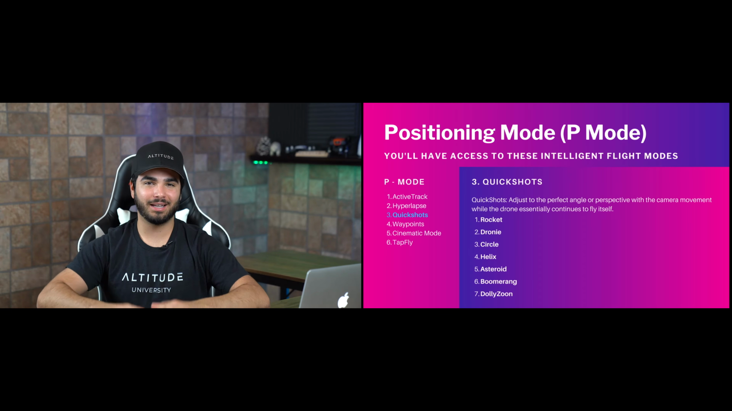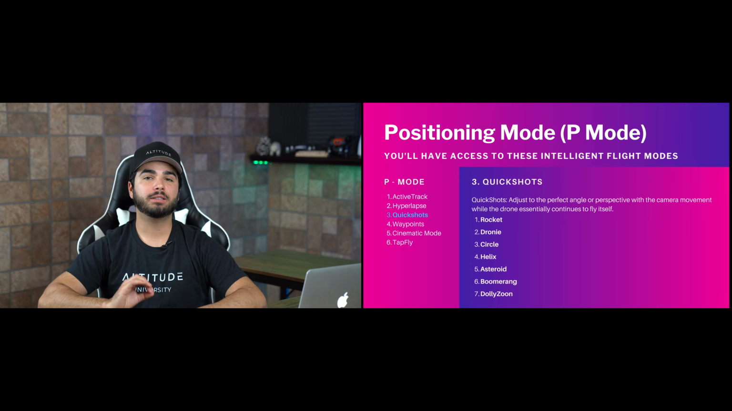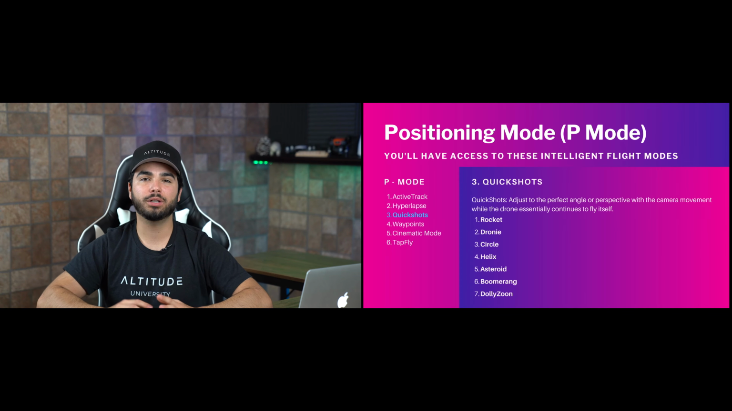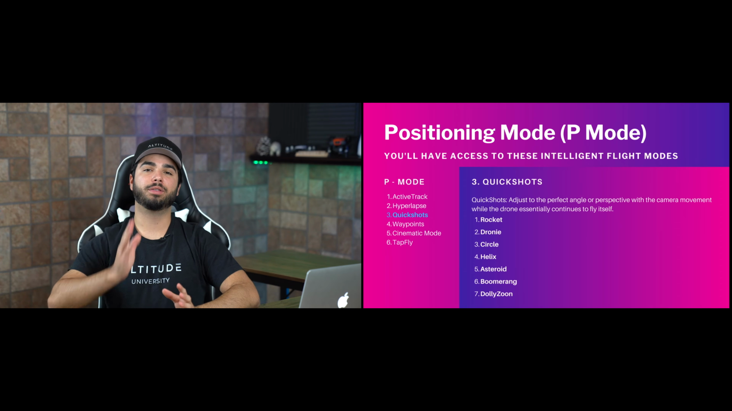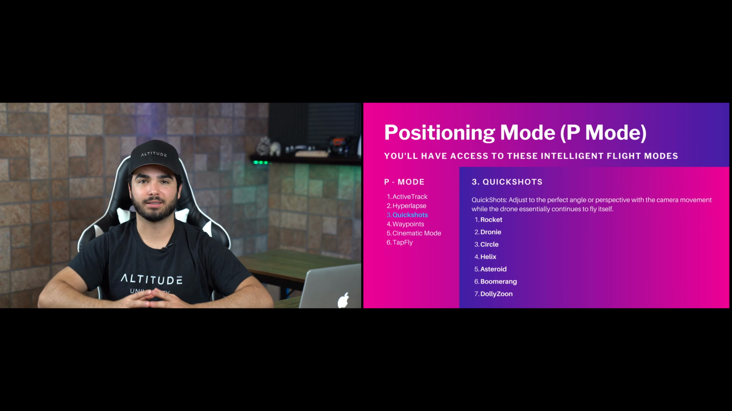Next up at number 3 on our list of flight modes, we have quick shots. As the name suggests, you can use this flight mode to capture a wide variety of different creative shots. What these quick shots allow you to do is focus your time on capturing the perfect angle or perspective with the camera movement, while the drone essentially flies itself.